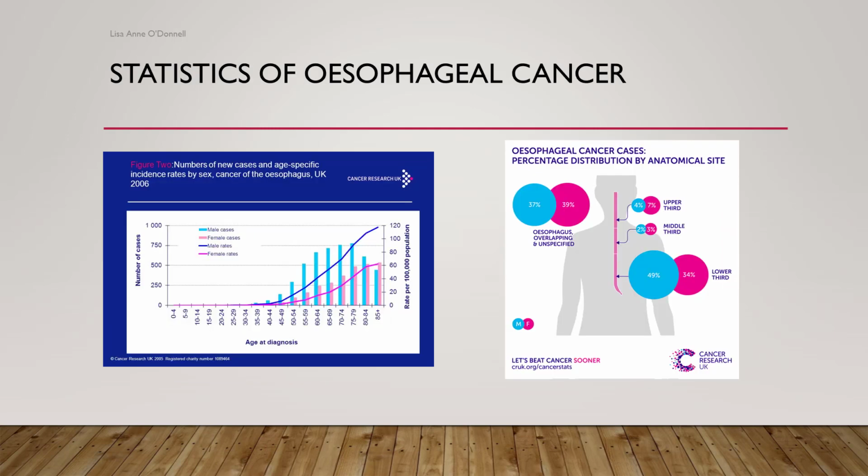There are around 9,300 new esophageal cancer cases in the UK every year. That's 25 every day. Esophageal cancer is the 14th most common cancer in the UK, accounting for 2% of all new cancer cases.